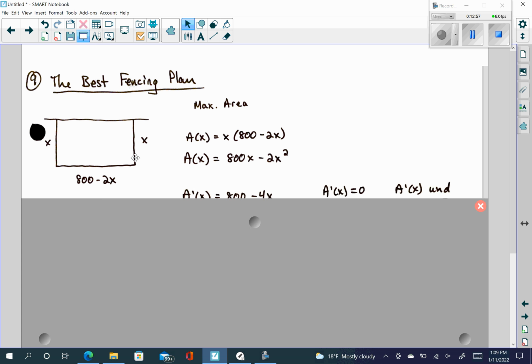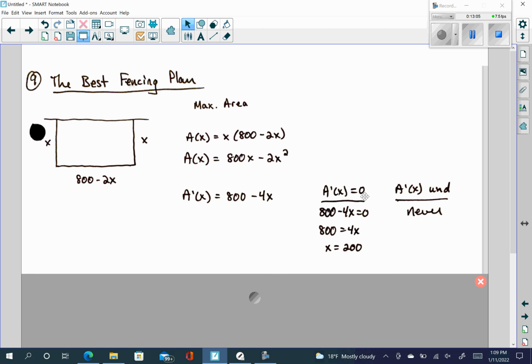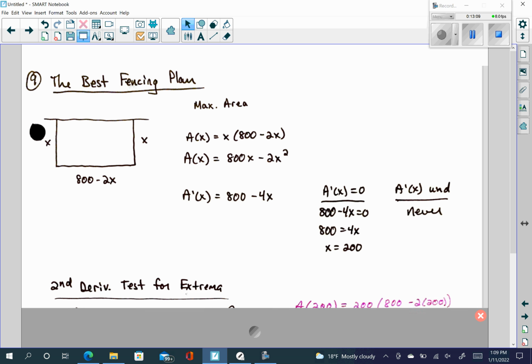So area is just base times height, so we just do side times side here, distribute. Our first derivative then is 800 minus 4x. Here's where our first derivative is 0, again never undefined.